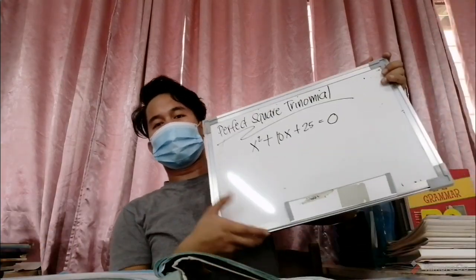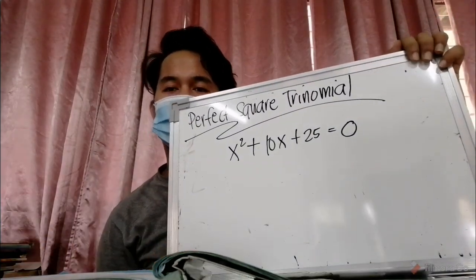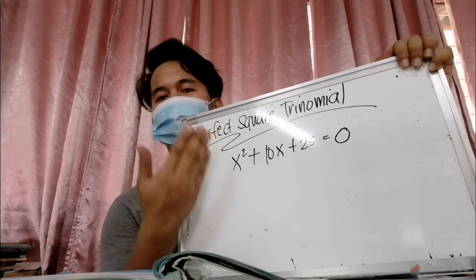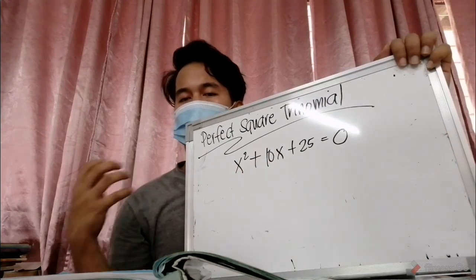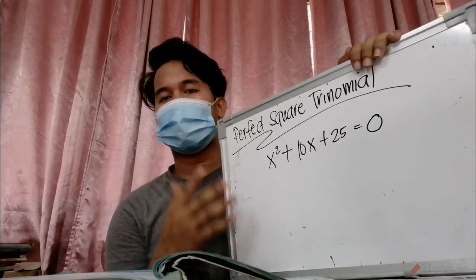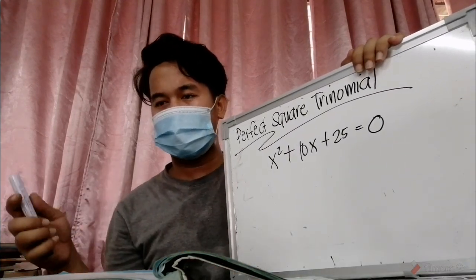And now for the perfect square trinomial, let us have the given x squared plus 10x plus 25. So let us try to factor our quadratic equation here.